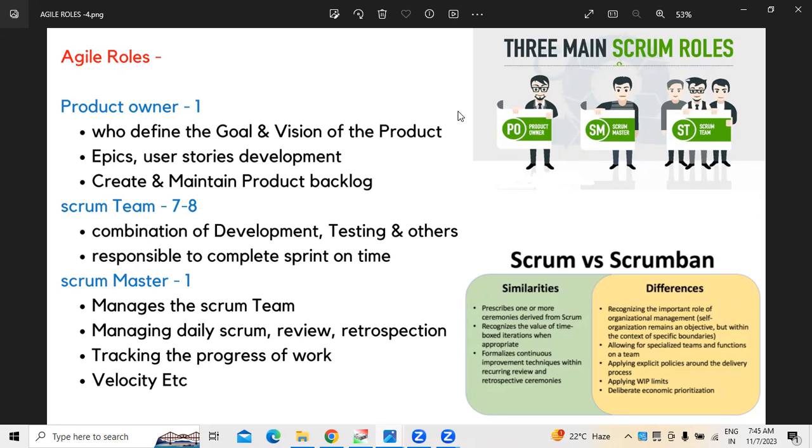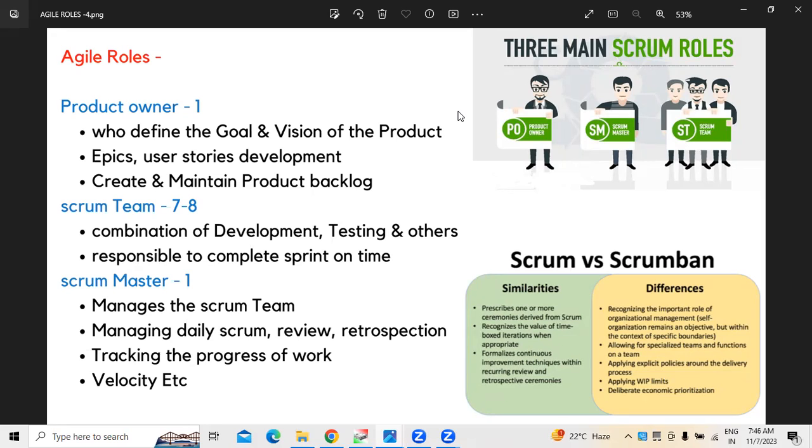The third was Scrum Master. Scrum Masters are the people responsible for managing the Scrum team. A Scrum Master is more or less like a project manager kind of role, but there is a difference because a project manager has authority. Work breakdown structure and assigning tasks will be done by the project manager. But a Scrum Master doesn't have any authority over the team.